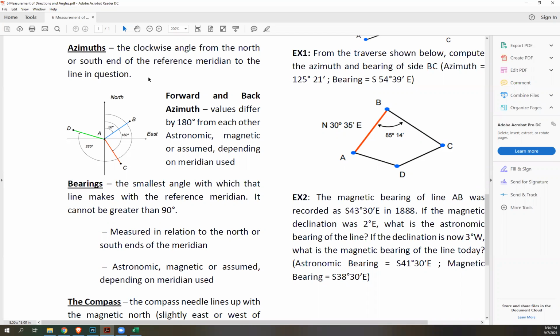So for example, here, for line C, the bearing will come from the south pole, because that's going to be the one that gives an angle less than 90. If we're taking the angle from the north, that's 160 degrees. And again, it cannot be greater than 90. Okay?